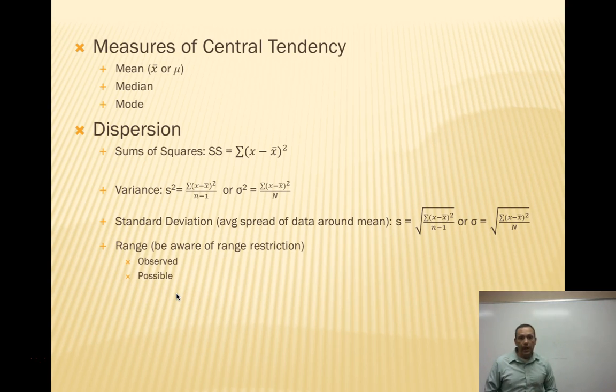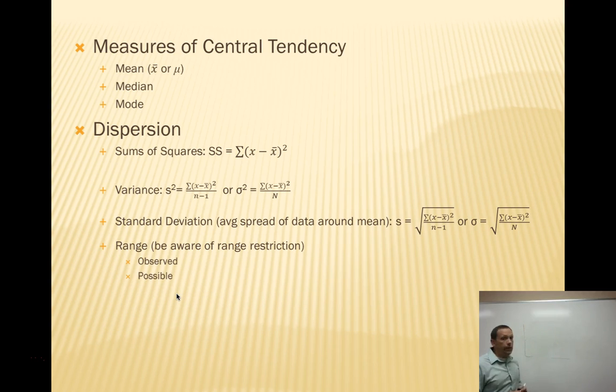We have the mean, which is basically the mathematical average that you are familiar with. Please note in parentheses that the little X bar references statistical notation for the sample mean, and the mu, the little u there, is the Greek letter mu, which references the population mean.